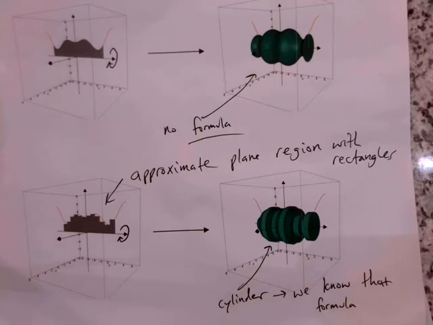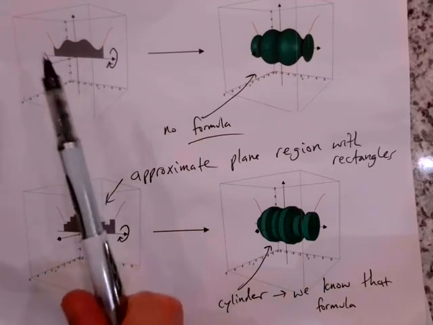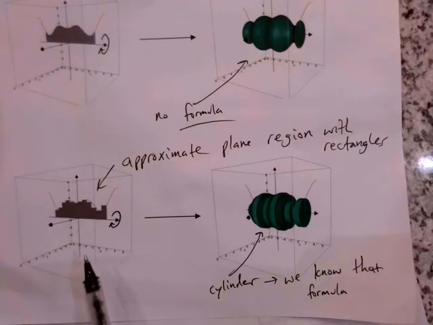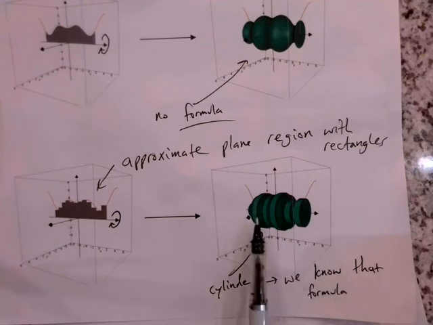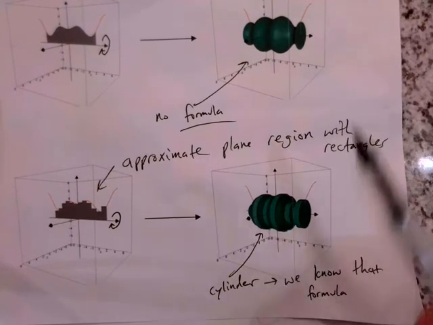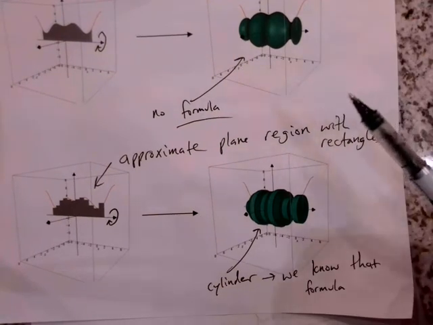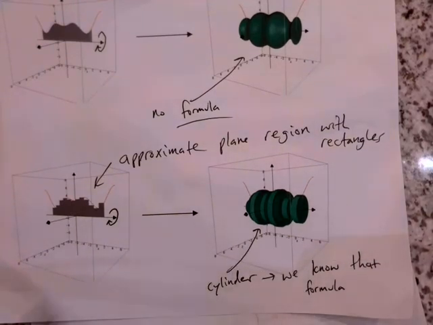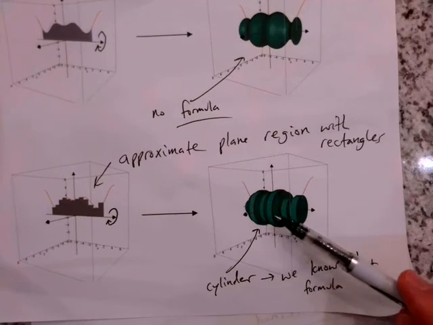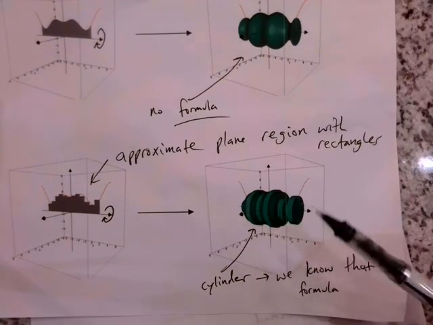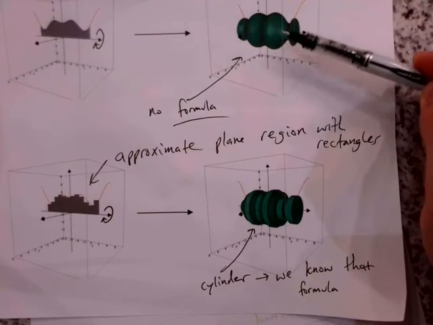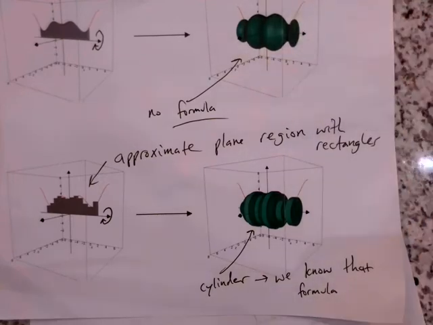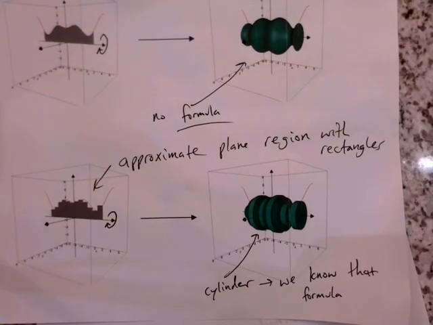So our game plan is to take our plane region, approximate it with rectangles, rotate those rectangles about the axis of revolution, and it'll give us a bunch of cylinders which approximate our volume. We use those cylinders to get an approximate volume, and then we take the limit as the number of cylinders goes to infinity. And as the number of cylinders increases, our shape becomes more and more like our true shape. And as you reach infinity, it becomes one and the same. So let's now turn this into a workable formula.